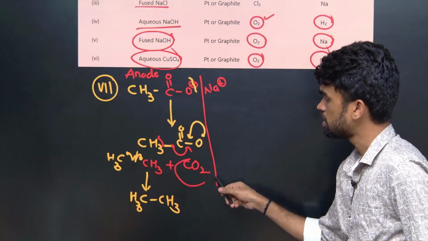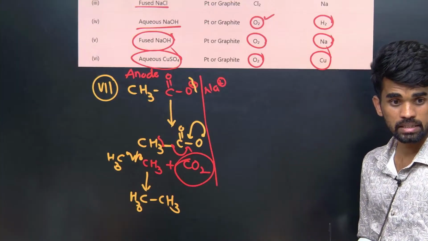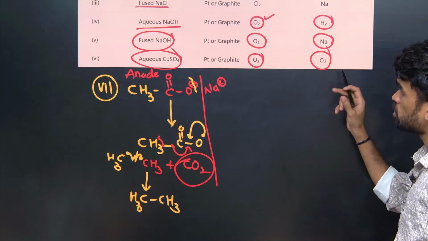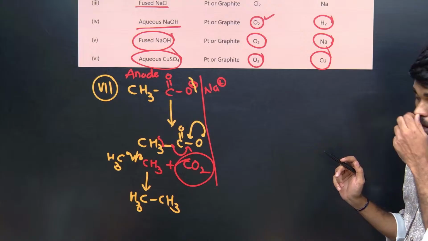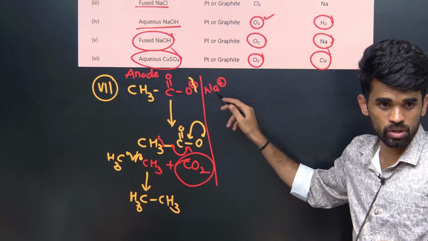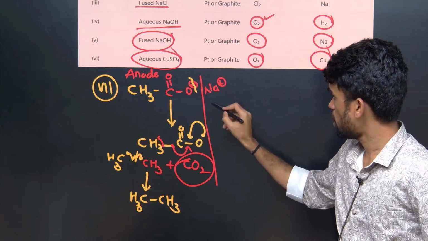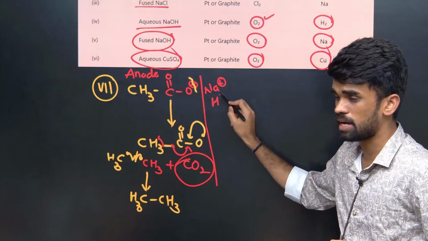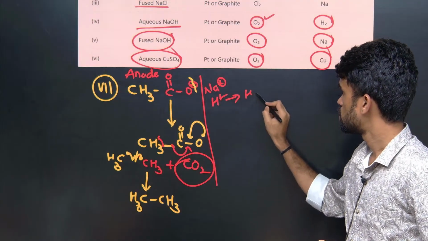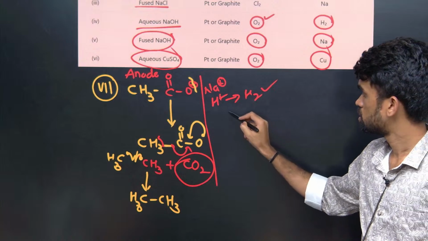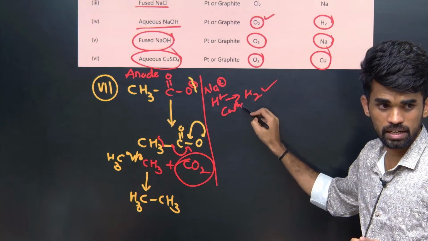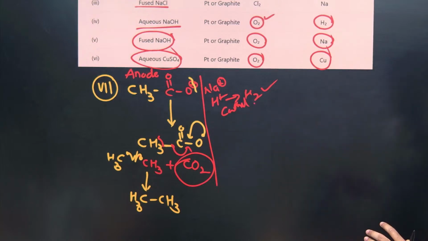Ethane and carbon dioxide at anode. So what about cathode? Hydrogen. Sodium, we know, won't deposit. Since it is an aqueous solution, H plus ions are there, so they convert into H2 at cathode. That's it. Is that clear? Now let us solve this question.